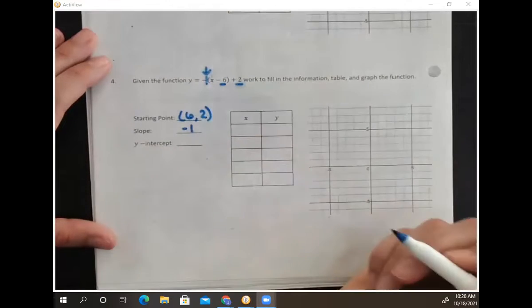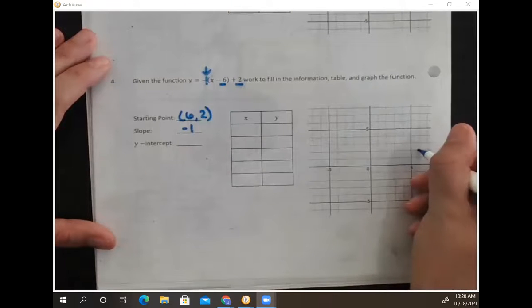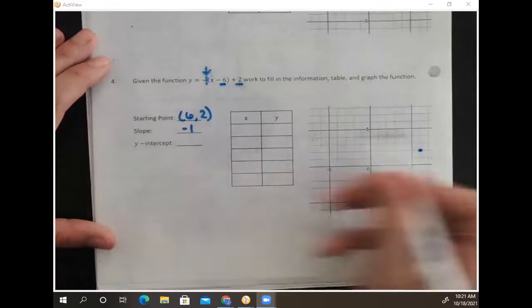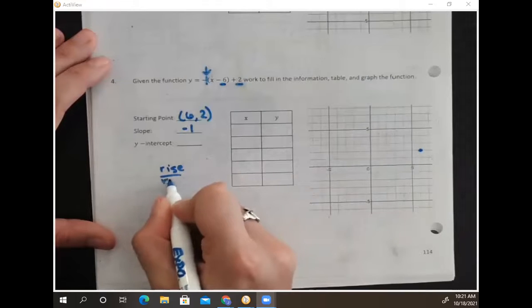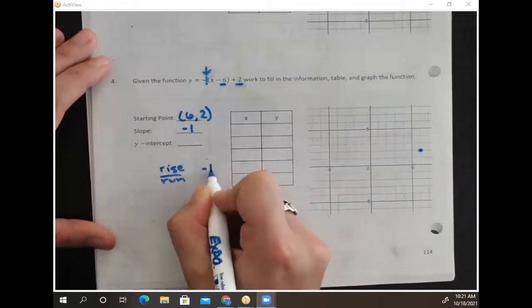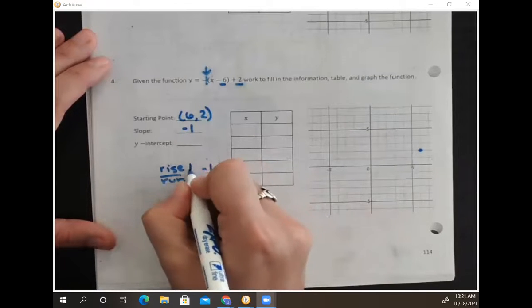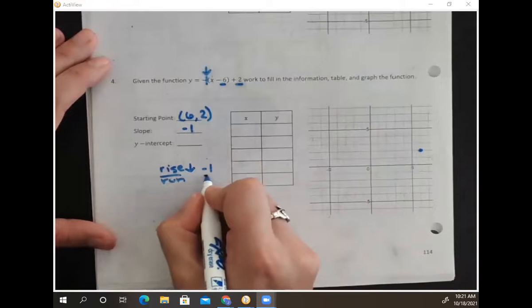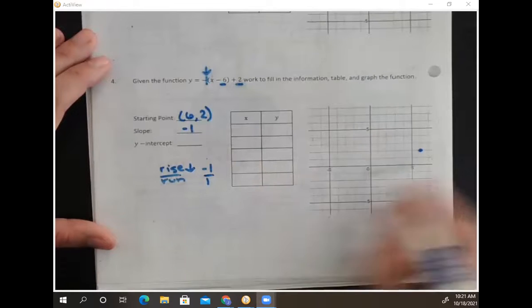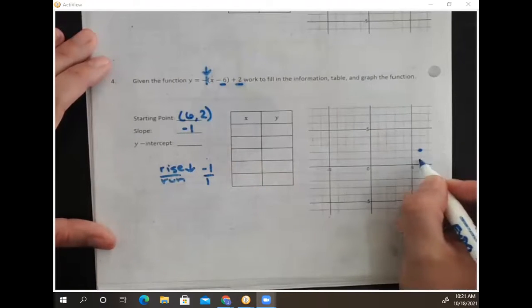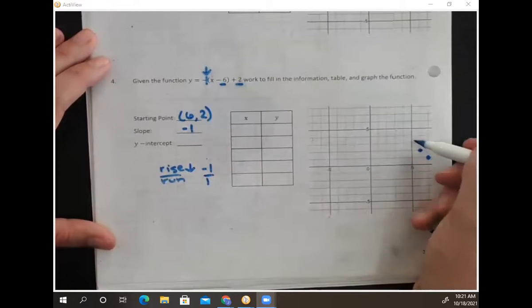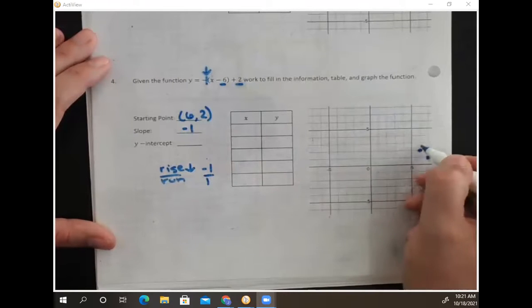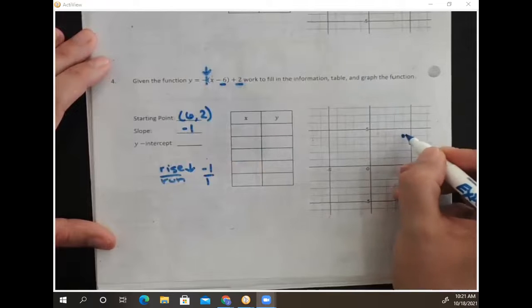I've got a point and a slope, so I'm going to plot my point, 6, comma 2, and my slope is negative 1. So remember, slope is rise over run. Since my slope is negative 1, negative means my rise will be down, and my run will just be 1. Remember, always run forward. So down 1, forward 1. Now I'm out of space on my graph, so I'm going to reverse those slope directions to get points back here. So up 1, back 1, up 1, back 1.